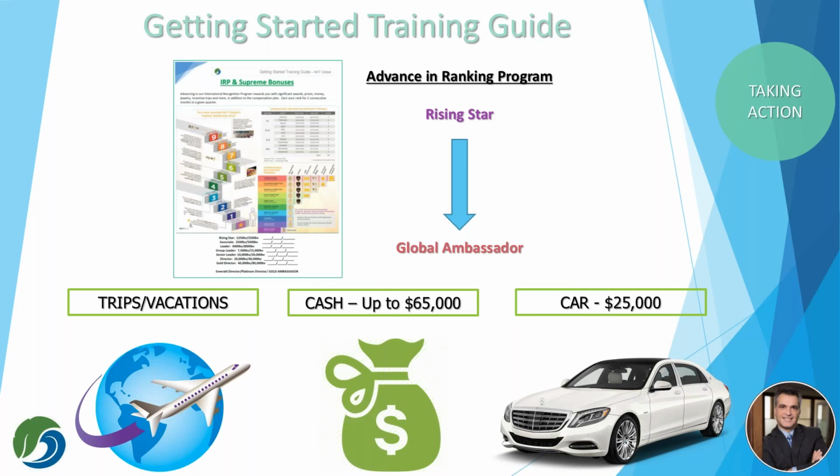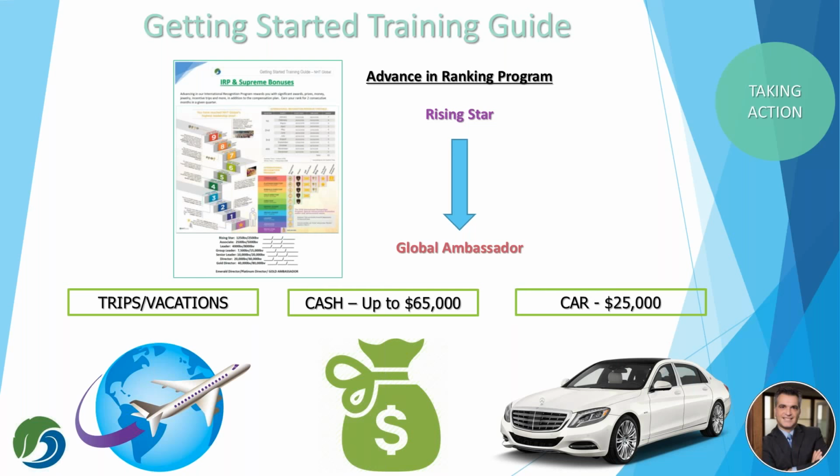So as you're building your organization and you're generating commissions from the compensation plan, you have access to generate even more money by climbing through the ranks. And this flyer tells you what is required from a volume perspective to climb through the ranks, so you can enjoy the extra incentives that NHT pays you through our supreme bonuses and the recognition program as well. It's just an amazing way to help people get started immediately.